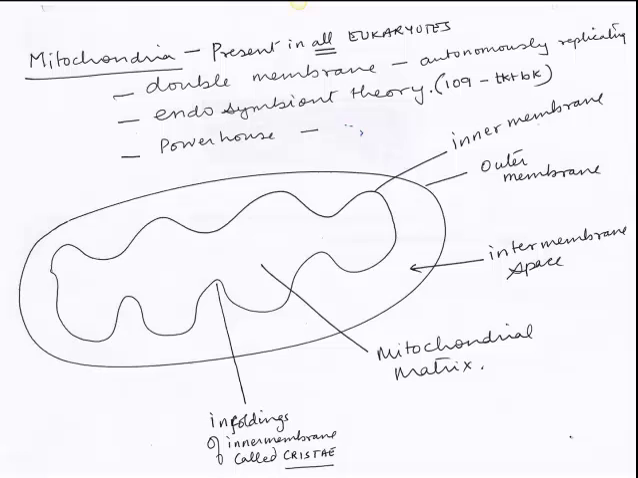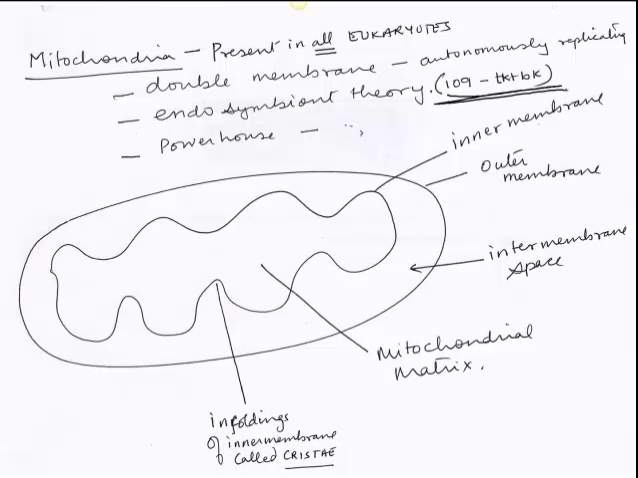Okay, the structure of mitochondria looks like this. It is present in all eukaryotes. It is autonomously replicating, meaning it can replicate on its own. And if you need to understand more about the endosymbiont theory, you can go to page 109 in the textbook.